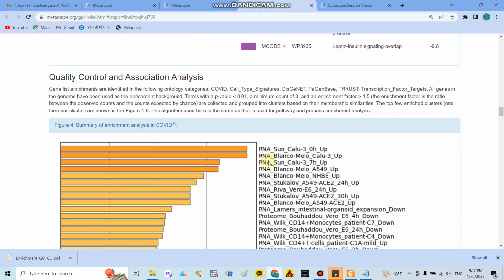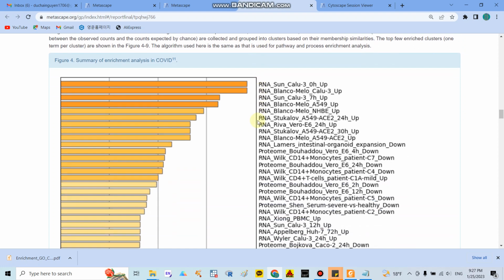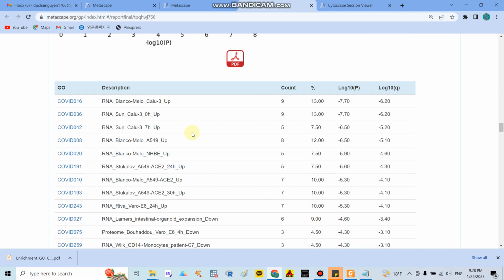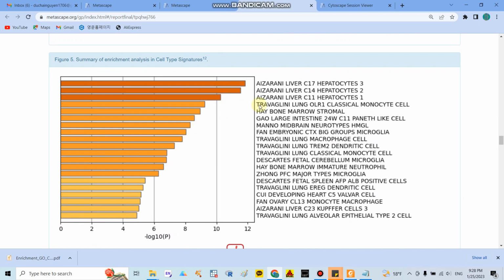Next, they show you the quality control and association analysis. Here they say the terms have a p value less than 0.01, a minimum count of three, and an enrichment factor of 1.5. They run these genes against different catalogs, for example COVID, cell type signature, gene, pathogen, and so on. Here they show the summarized enrichment analysis in the COVID database, for example. But I think this does not relate to my purpose, so I did not explain it here. Here I will explain a little about cell type signature.